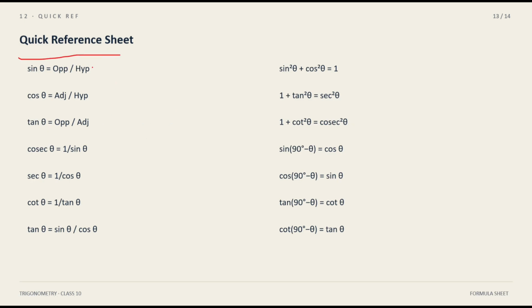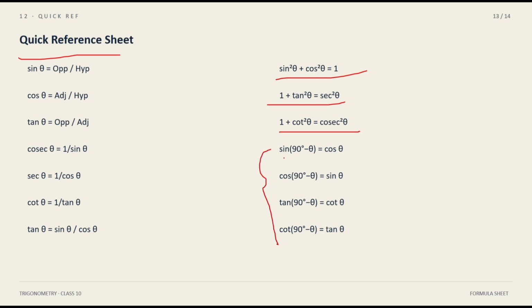Here is the quick reference. You can use it as a quick revision. Sin theta is equal to opposite by hypotenuse, cos theta is adjacent by hypotenuse, tan theta is equal to opposite by adjacent, cosec theta is the reciprocal of sin theta, sec theta is the reciprocal of cos theta, and cot theta is the reciprocal of tan theta, and also tan theta is equal to sin theta by cos theta. Sin square theta plus cos square theta is 1, 1 plus tan square theta is equal to sec square theta, 1 plus cot square theta is equal to cosec square theta.